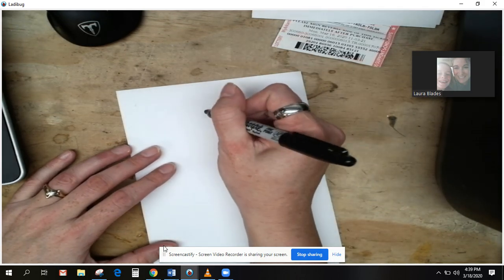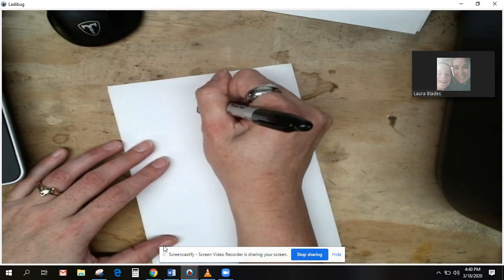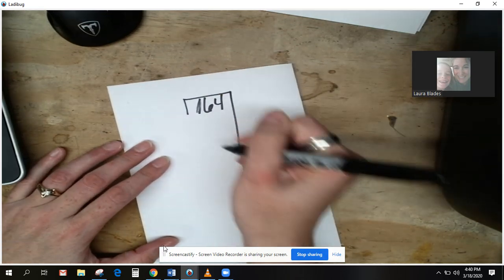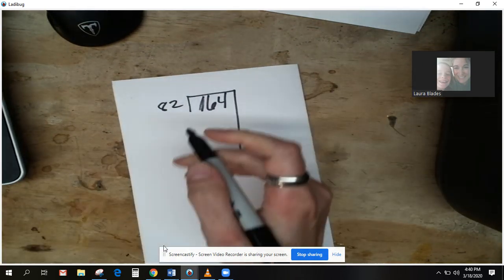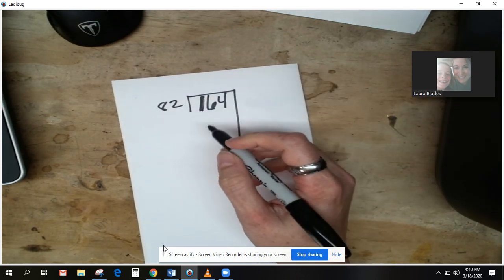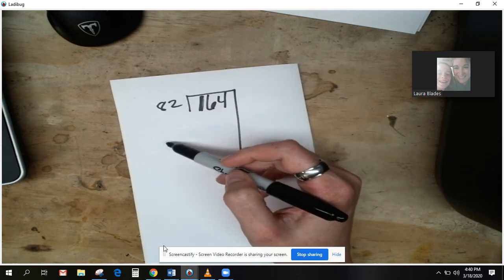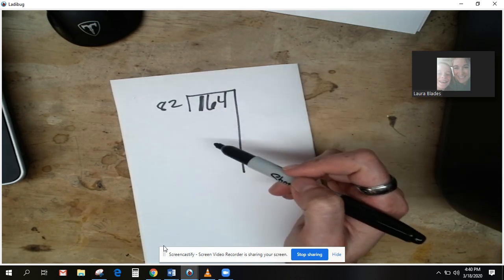So we have 164 divided by 82. Now, my students typically, when they see a problem like this, it maybe unnerves them a little bit, maybe intimidates them a little bit, because they see these two numbers and automatically think about how many times will 82 go into 164.